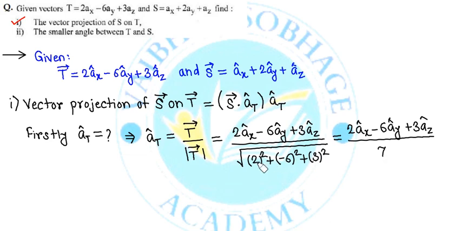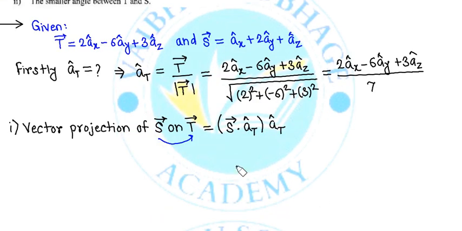Now we will be finding your vector projection of S on T, by keeping those values over there and simplifying. We have the value of that AT. Now what is your vector S, which is given in your numerical? Vector S is ax cap plus 2ay cap plus az cap.